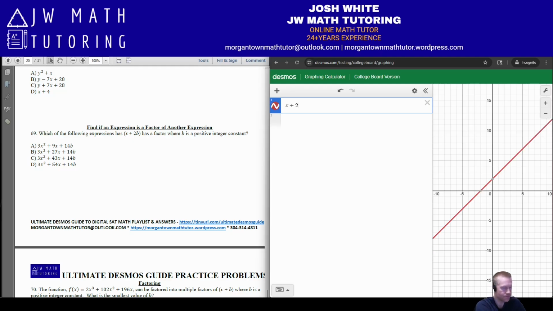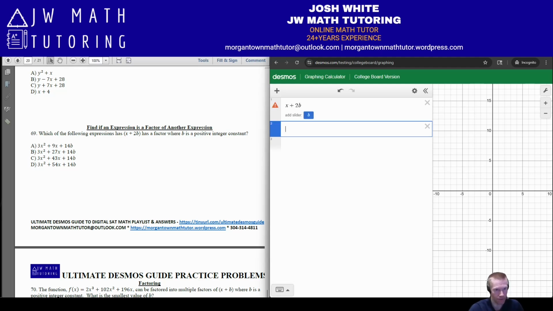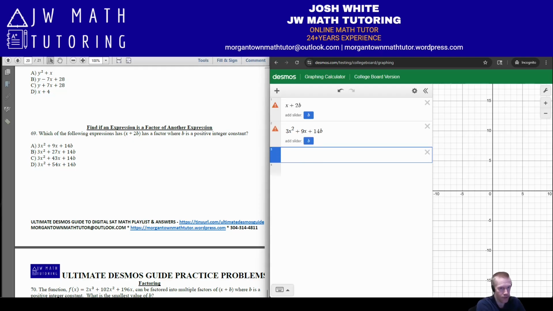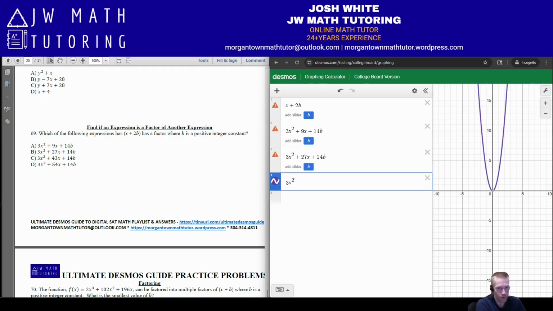So first we're going to graph the original expression. This is the one that we're checking on being a factor. Then we are going to graph the various answer choices, which are the larger expressions that it would be a factor of.